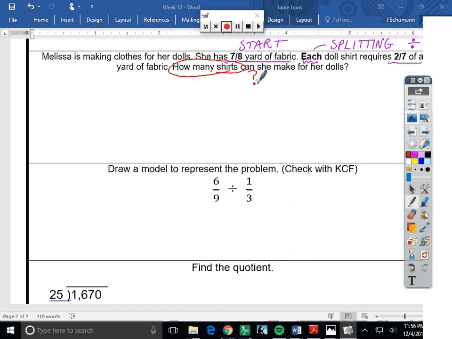All right, like we said, we have lots of fabric. In fact, we're starting with 7/8 of a yard, and what we're going to do is split it into groups of 2/7 each time. This wouldn't be a great one to use a model on because I think we'd have to end up finding a common denominator of 56. And I don't think that would be very fun to draw.